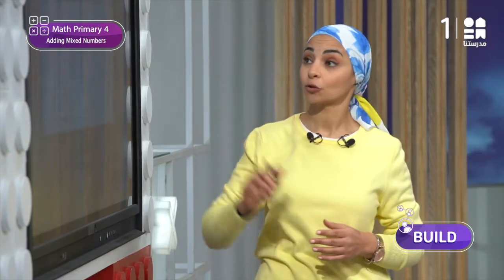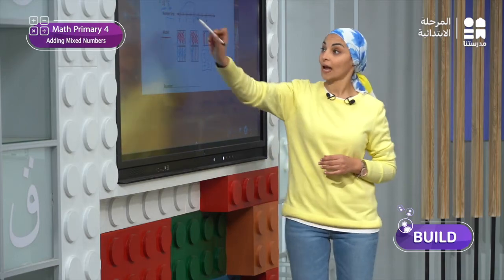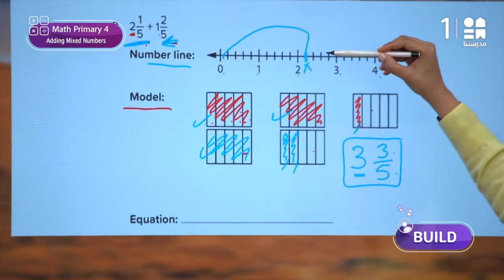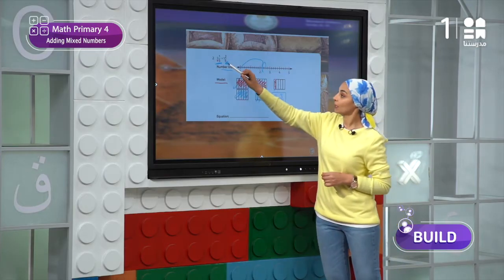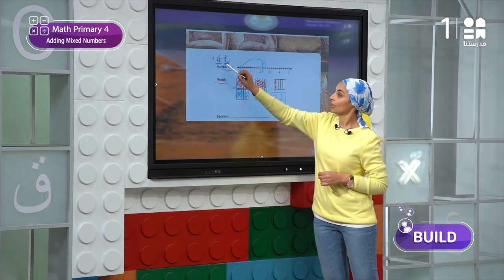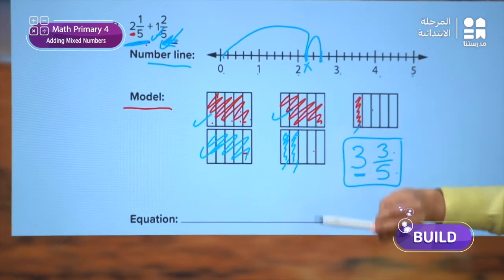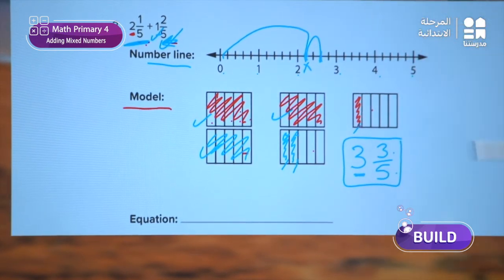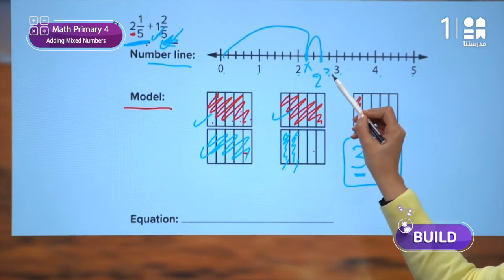Then what will I do? I am required to add plus 1 and 2 over 5. Let's see how we are going to count. First, I will add 2 fifths, meaning plus 2 over 5. So I will move 2 steps here. Okay? So I did plus 2 over 5. I must also add 1 whole again. So from here, 2 and 2 over 5, I will move 1 whole, right? To reach what? Yes, here is 2 and 3 over 5.